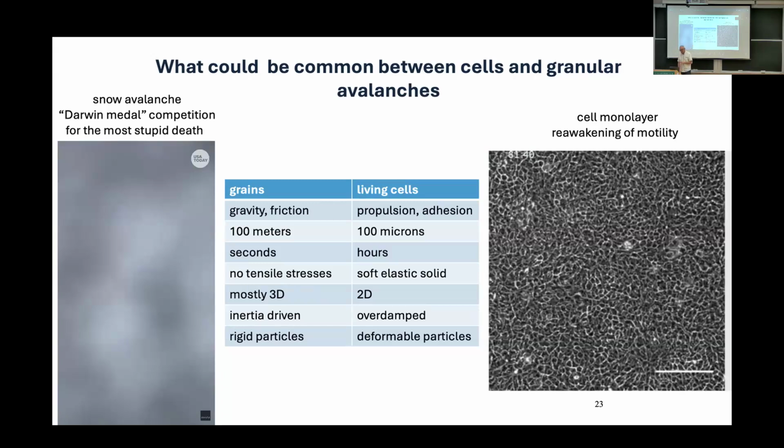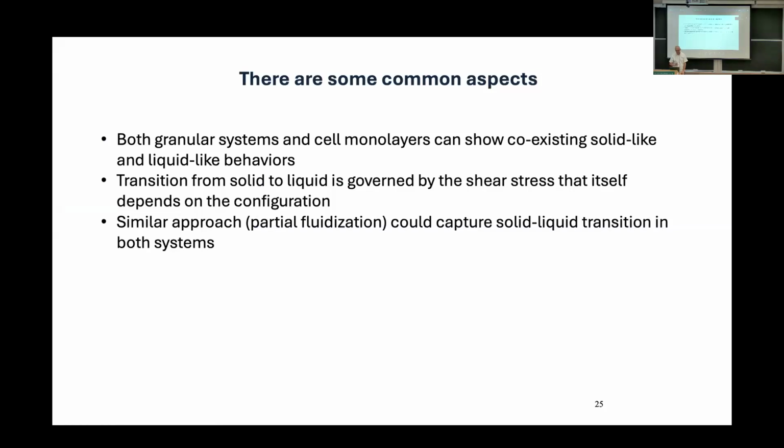So essentially, the right answer would be that there is no similarity between these two phenomena. But this answer probably would satisfy a layman, but not a curious scientist. If you examine it once again, you see some similarity. Both granular systems and cell monolayers exhibit coexistence of solid-like and liquid-like behaviors. Avalanches, before they become avalanches, are present in the solid form, and then a small perturbation converts them into a liquid, a granular liquid. And the transition between liquid and solid is governed by shear stress, which itself depends on the configuration.